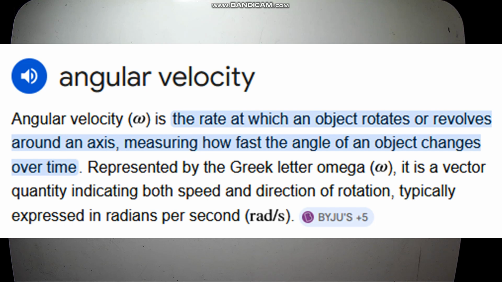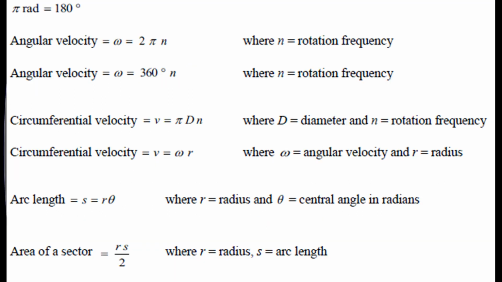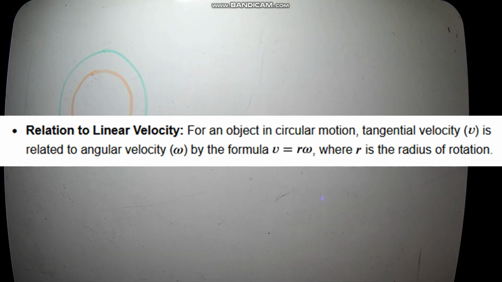So we know that the formula is ω = 2πn. But that W is the small lowercase letter for omega. N will be the speed in revs per second, and the omega will be in radians per second. So omega is the angular velocity.